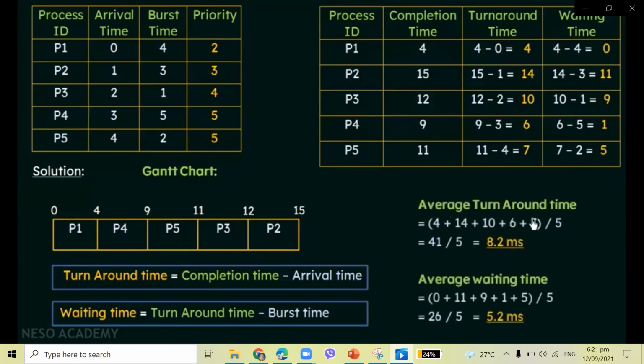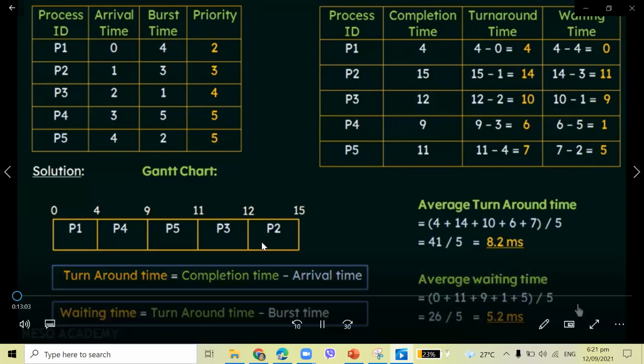The average turnaround time is 4 plus 14 plus 10 plus 6 plus 7 divided by the number of processes, which is 5, which gives us 41 divided by 5, which is 8.2 milliseconds. And similarly, the average waiting time is 0 plus 11 plus 9 plus 1 plus 5 divided by the number of processes, which is 5. That gives us 26 divided by 5, which is 5.2 milliseconds.